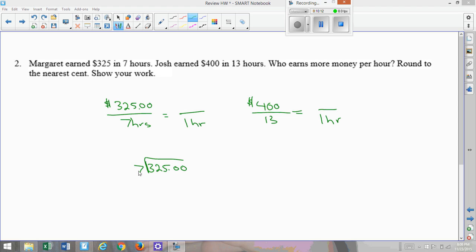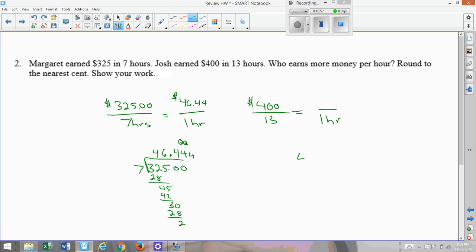So we go over here and we say, okay, 7 goes into 32 4 times. I get 4 left over. 7 goes into 42 6 times. Bring up my decimal. We get 42. Get 0. Bring down my 0. 7 goes into 30 4 times. And it's going to keep going on and on and on. We find the number that we're rounding to. We look to the right. That 4. 5 or more raise the score, 4 or less let it rest. It's going to be $46.44 per hour.